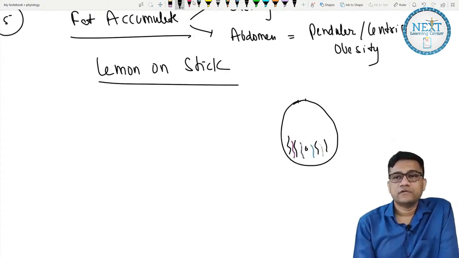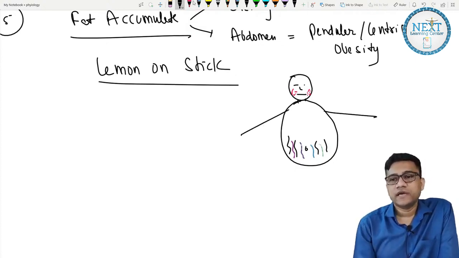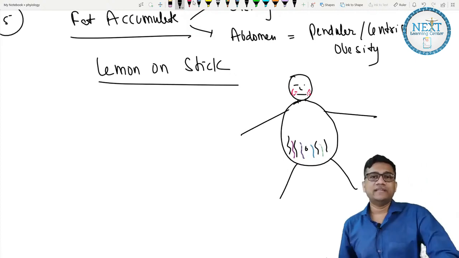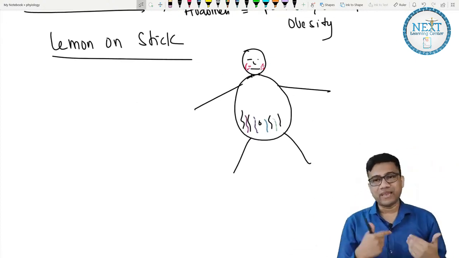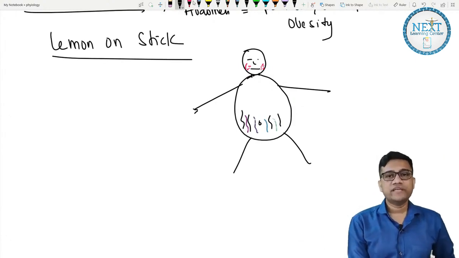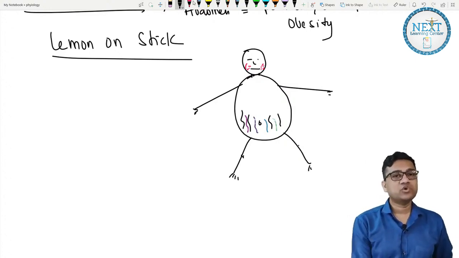Okay. This is the face of the person. You can see it is almost very round like a moon. Also redness is there because of polycythemia. Okay. Then hands are like sticks, as if you have taken a lemon and inserted sticks into it. So lemon on stick. Are you clear? So they are very thin limbs. Then bones are weak. So osteoporosis.